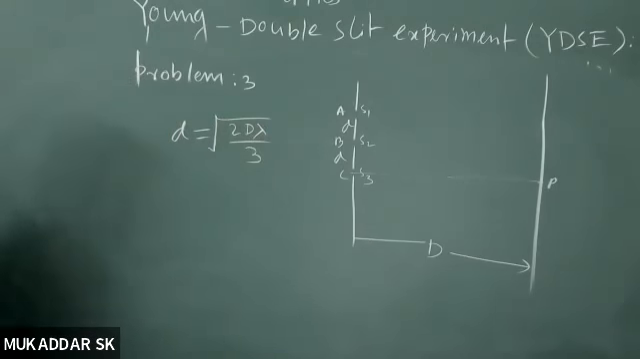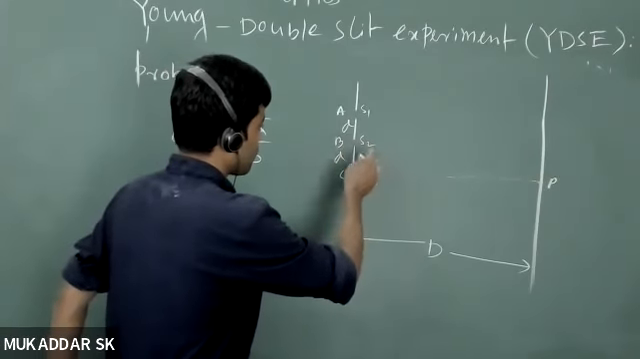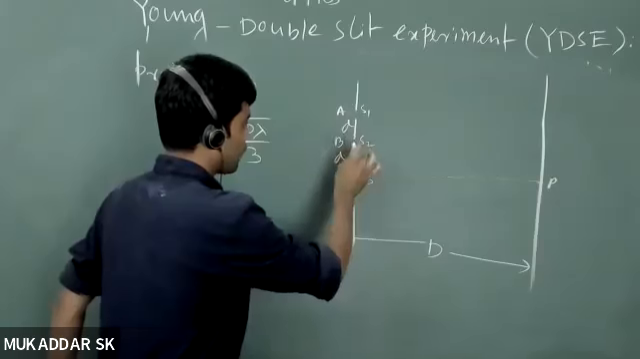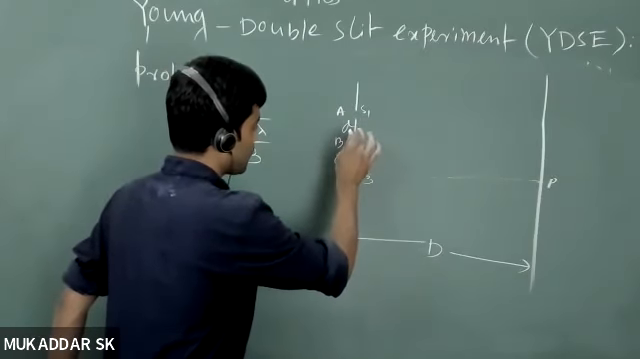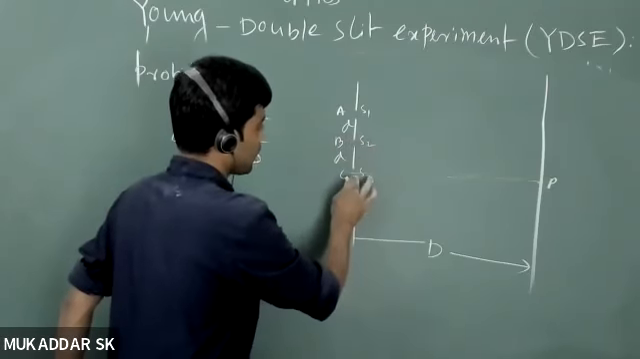ठीक है? आपको प्रूव क्या करनी है? प्रूव करना है the path difference between ray that is coming from. So what you have to calculate? You have to calculate the path difference of ray that is coming from slit B and C, that will be lambda by 3.